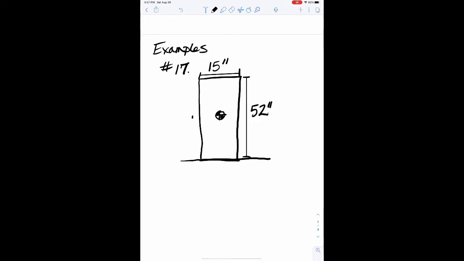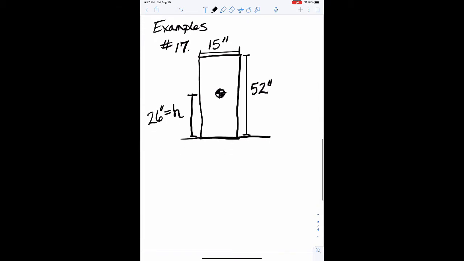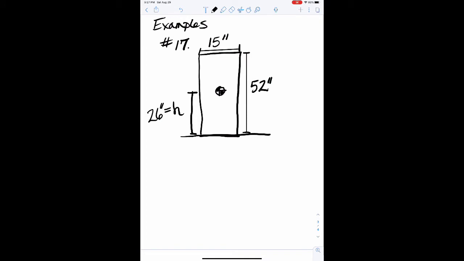So we know that h of the center of gravity, I'm going to call this h, is equal to half of 52, which is 26 inches. All right. So anyways, what else can we get here? We know that this is equal to t, and that we're always interested in t over 2, right? So t over 2 is going to be 7.5 inches.